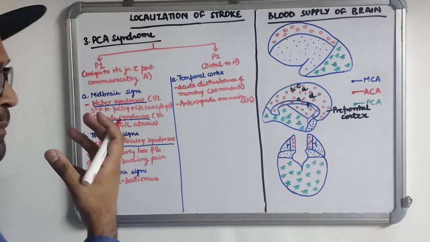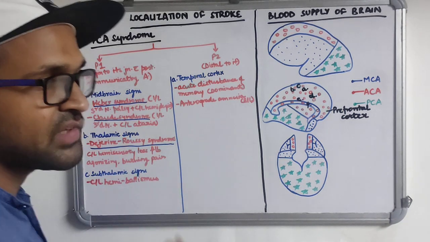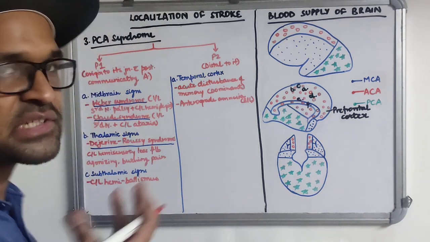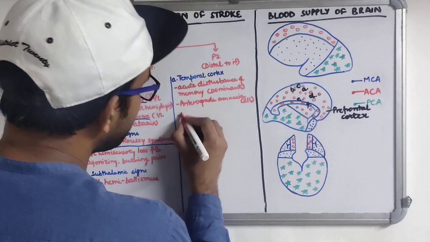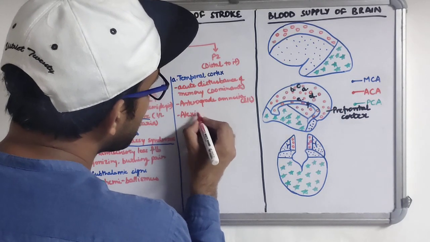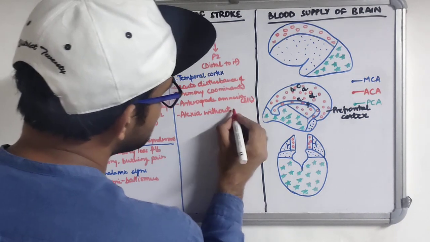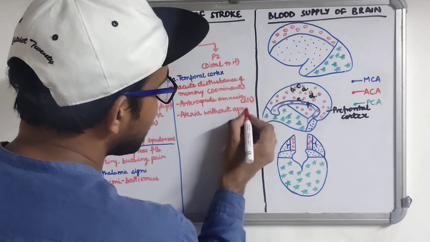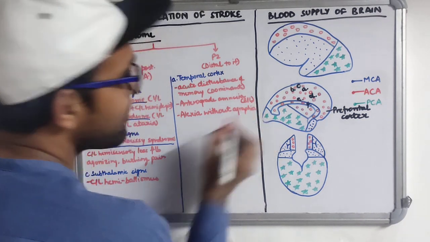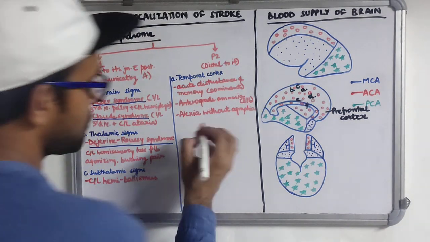Now, apart from involvement of the dominant hemisphere, if this infarct extends to involve the splenium of the corpus callosum, then the patient will have alexia without agraphia. Let me tell you, alexia with agraphia is a feature of MCA occlusion, and alexia without agraphia is a feature of PCA occlusion.